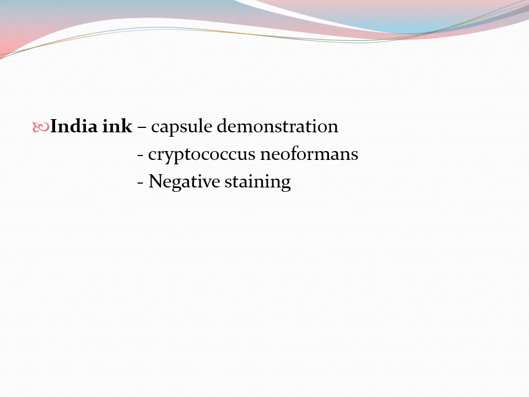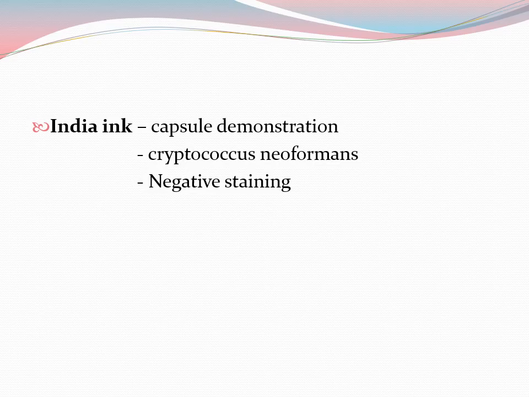Another method is India ink. India ink is a type of negative staining method in which we take a slide, and India ink is a dark blue colored dye. We take it over the slide and mix the colony that we got on the media, put a cover slip on that, and visualize it under 10x and then 40x.